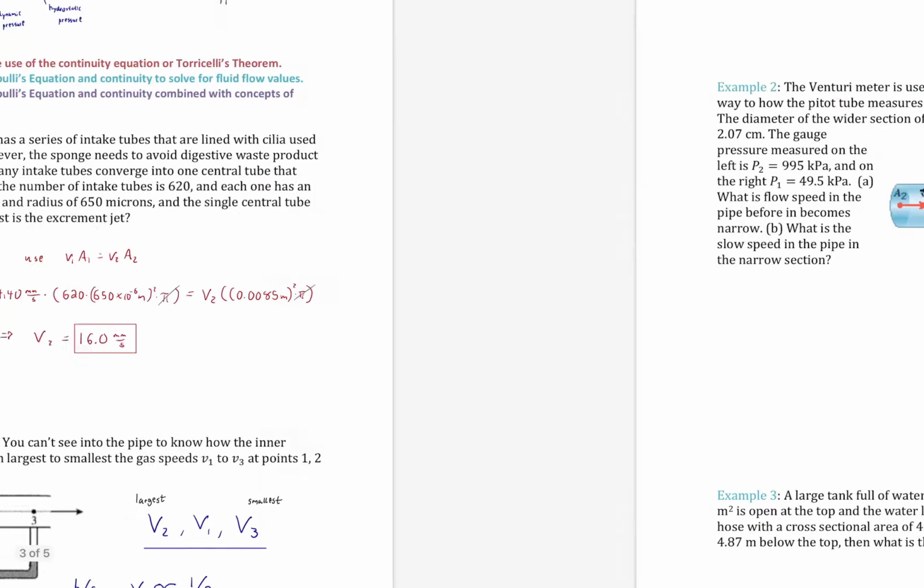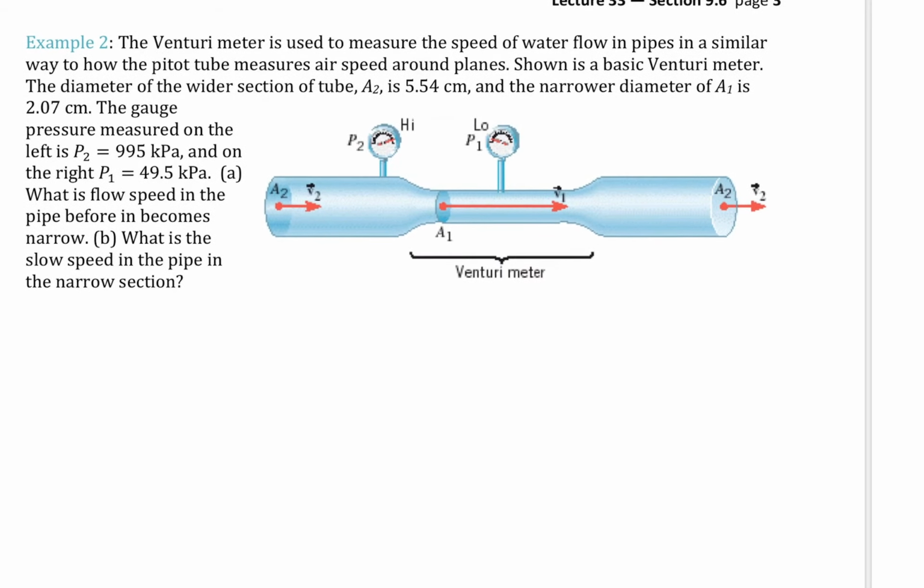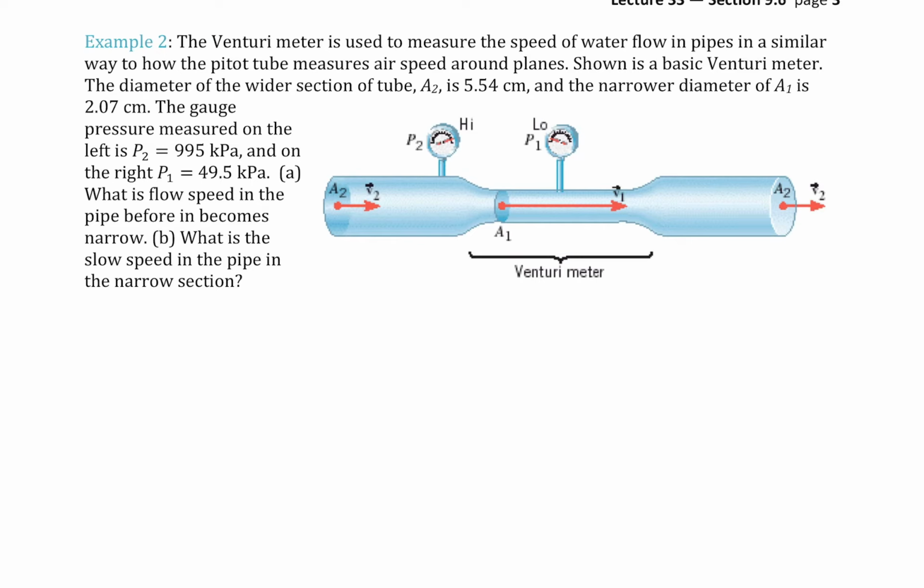Okay? All right. Now let's do our first big quantitative example. The Venturi meter is used to measure the speed of water flow in pipes, in a similar way to how pitot tubes measure airspeed around planes. Shown is a basic Venturi meter. The diameter of the wider section of the tube, A2, is 5.5 centimeters, and the narrow diameter, A1, is 2.07 centimeters. That's right here.